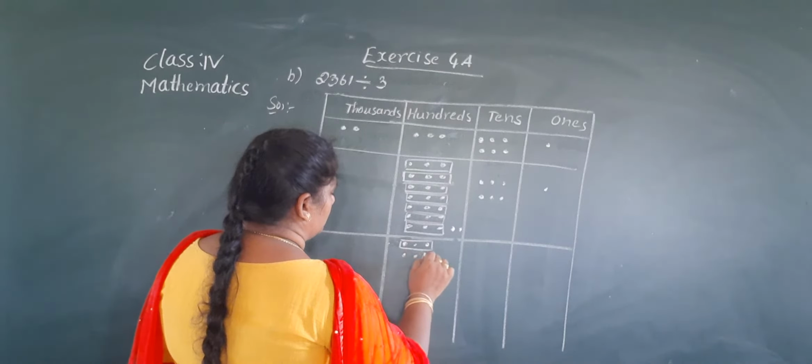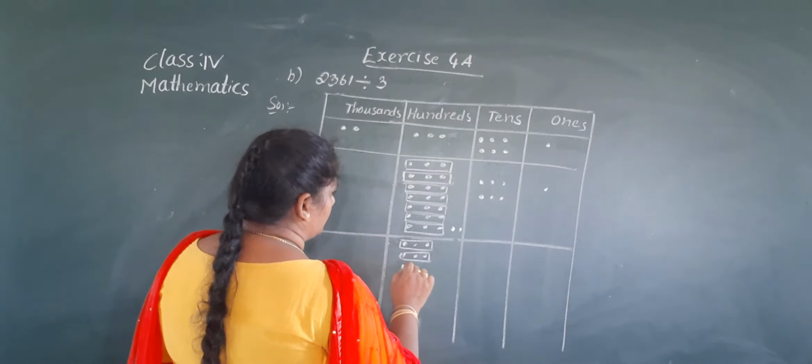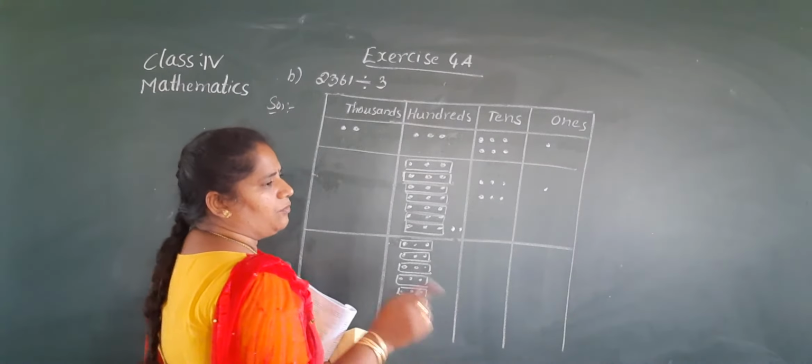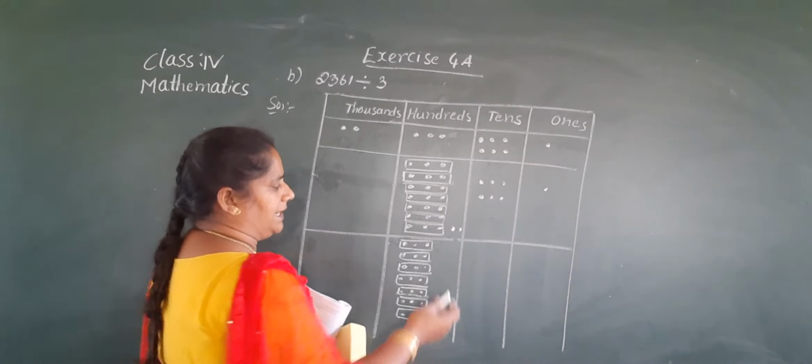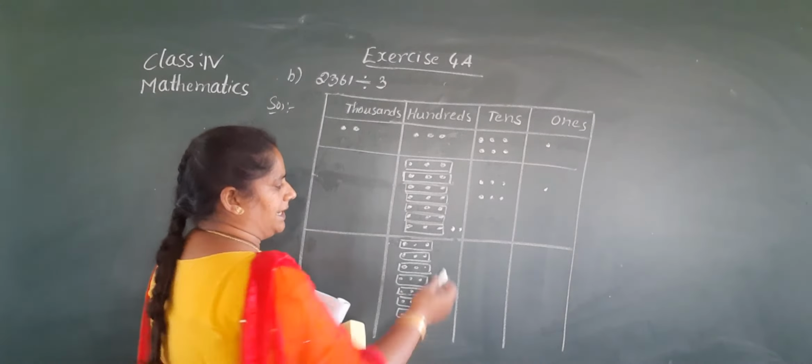1, 2, 3, 4, 5, 6, 7 groups. And we convert these 200s into tens. 100 equals 10 tens. 200s means 20 tens, that means 20 dots. Already here 6. Again we write 20. 20 plus 6, 26 dots. Keep it.